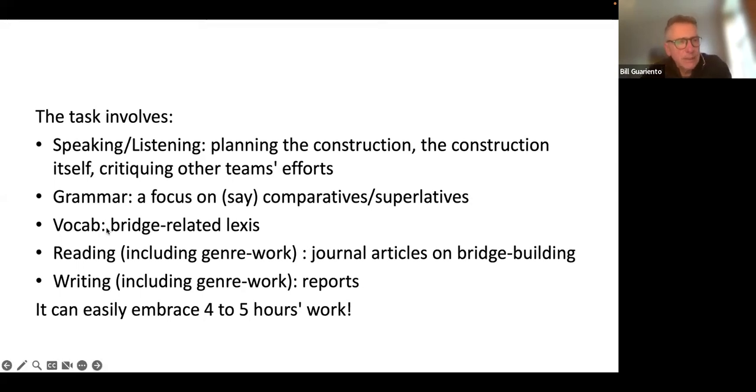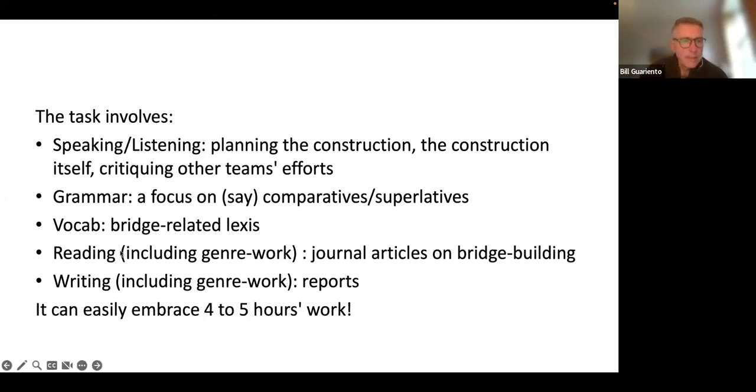You could teach your students vocabulary, bridge-related vocabulary. So there are lots of words that I don't know about building bridges, and Nazmi doesn't know about building bridges, and you don't know about building bridges. But for engineers, these words are important. So we can teach some bridge-related vocabulary.